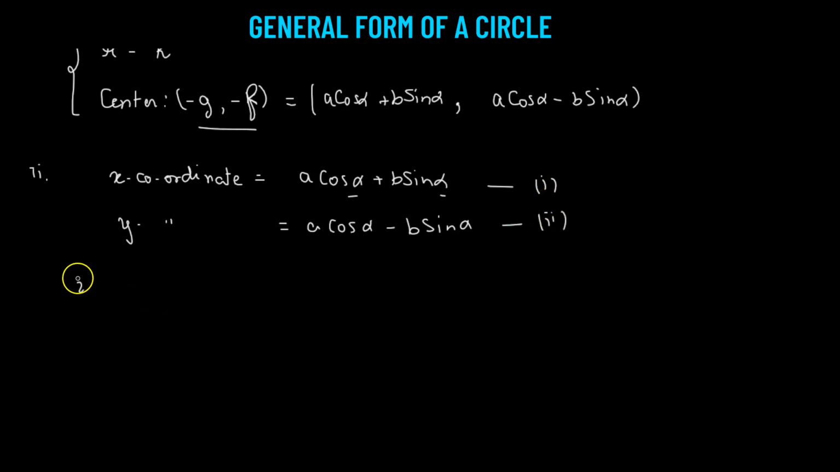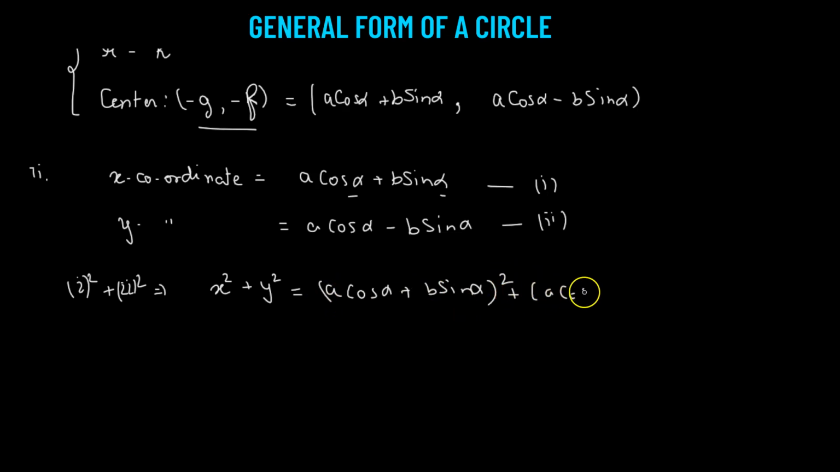We're going to take the square of equation 1 and then add it to the square of equation number 2. So that means we simply have x squared plus y squared. So this will be equal to a cosine alpha plus b sine alpha whole squared plus a cosine alpha minus b sine alpha whole squared.